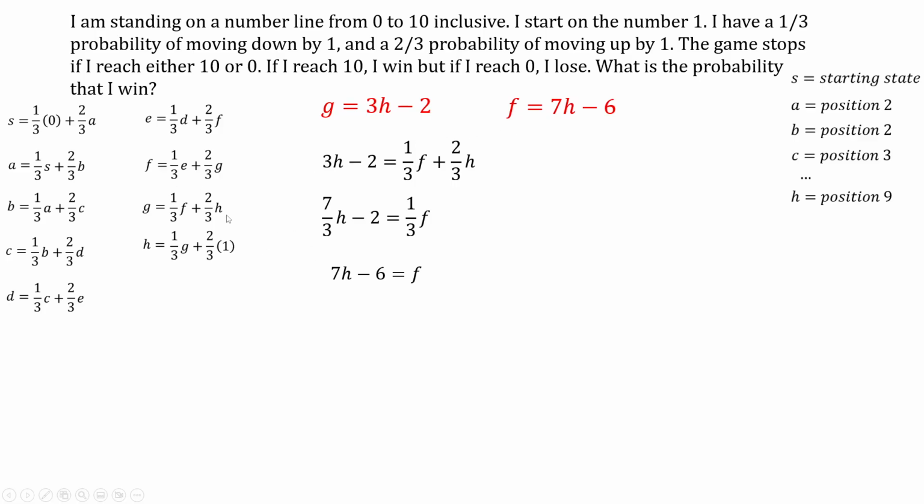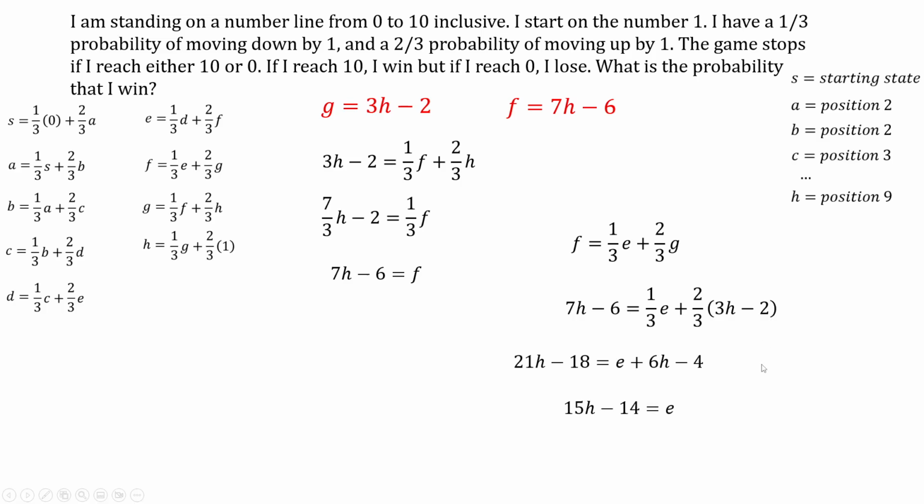Okay, the next one would be F equals 1/3 E plus 2/3 G. We know that F is 7H minus 6, and we know that G is 3H minus 2, so we'll plug those two into there. And then you'll rearrange for E, and you'll get 15H minus 14. And basically, we're just going to be carrying this idea down. We're just going to try and write every single one in terms of H.